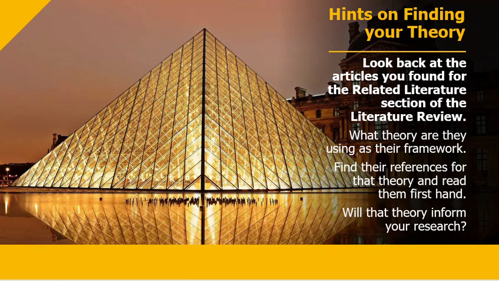So, hints on finding theories. There are many more theories out there than you can possibly imagine. So students often wonder, how do I find the right one? Here's a hint. Look at the references you've already gathered for the related literature section of your literature review paper. What theories are they basing their work on? Look up the citations they reference, read firsthand the theories from the authors who proposed them, and see if that will be a good fit, a good lens for you to look through for your research. If it is, then you have a theory. If not, keep looking.